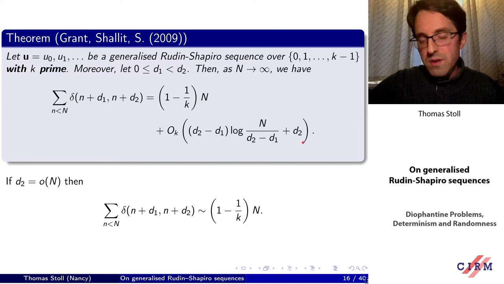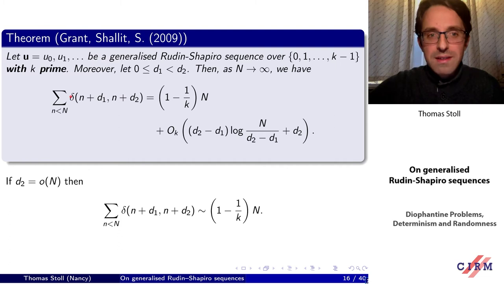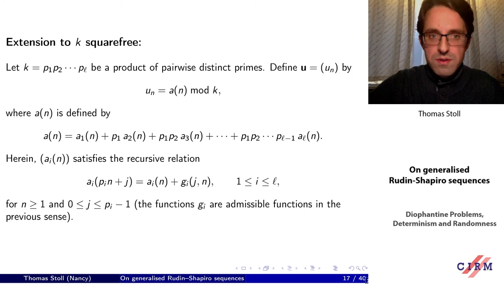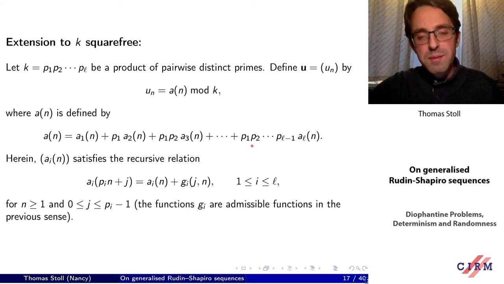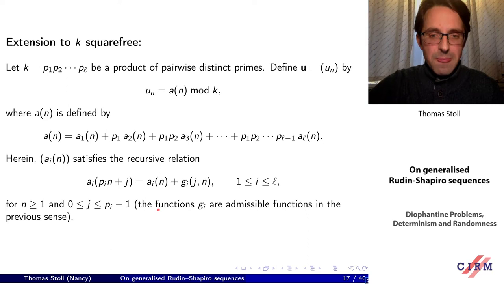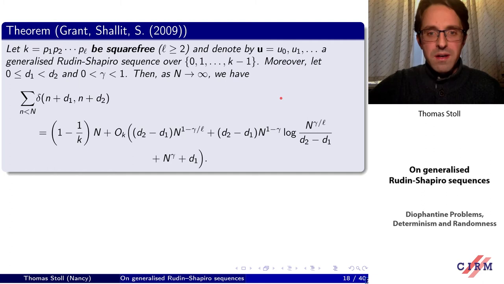And we tried to use this construction to glue various primes together to get at least to k square free. And this was actually the extension that we proposed at that stage. We use several generalized Rudin-Shapiro sequences and use some kind of a Cantor numeration construction to glue them together and to define a generalized Rudin-Shapiro sequence over an alphabet which is square free. And we got a result of that type where we still get the correct main term.